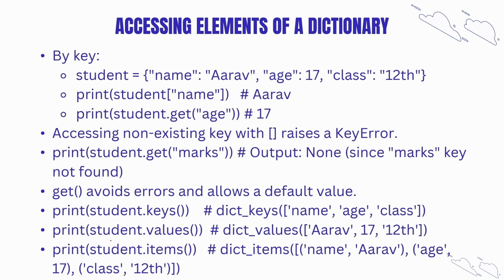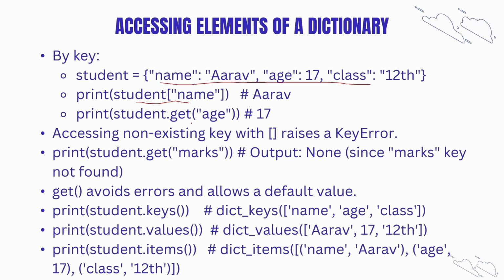Next is accessing elements of a dictionary. So let's say we have this dictionary, name Arav, age 17, class 12th. In order to access elements, we use the key to access that particular element. We write student, and inside these brackets we give the key name. For this particular dictionary, this key has the value rf, so it gives me rf.